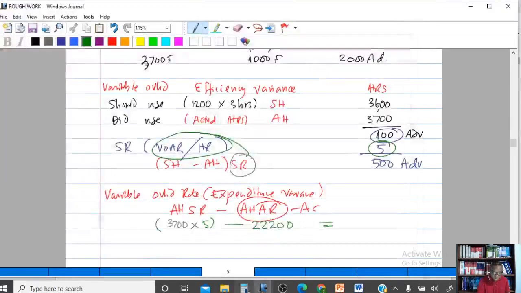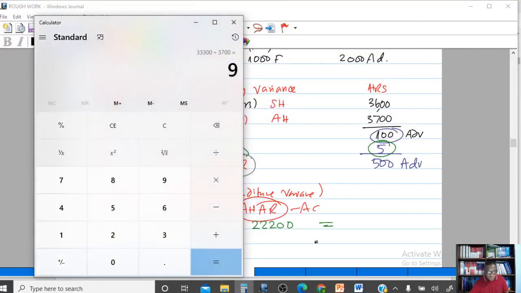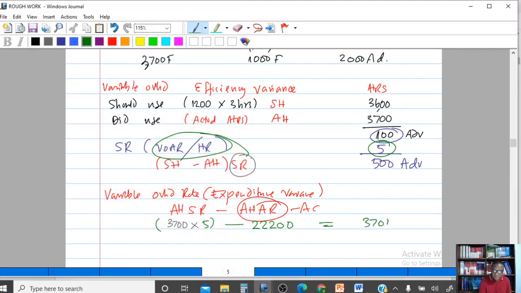So look at that. 3,700 multiplied by 5, that is 18,500. That is take away 22,200. Let me go again. 18,500 take away 22,200, and that is 3,700. So 3,700, which is adverse, because 18,500 is what we ought to have spent, flexing the actual hours. So make sure you understand the flexible budgets we looked at in the previous video. So yes, 3,700, that is.